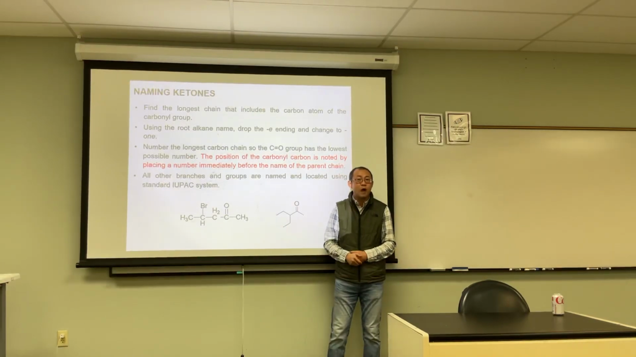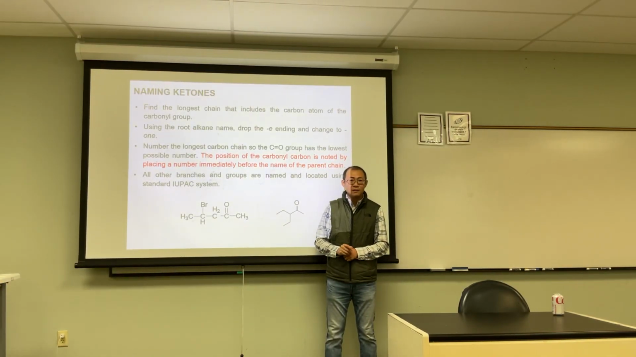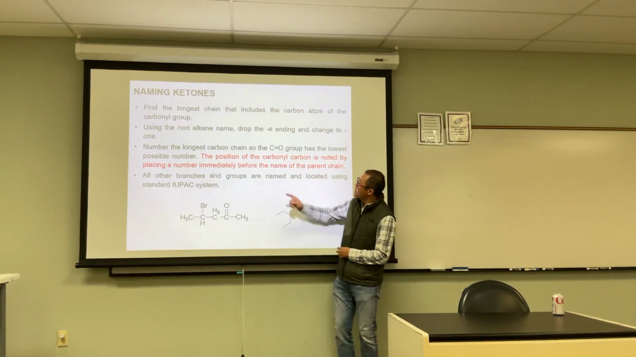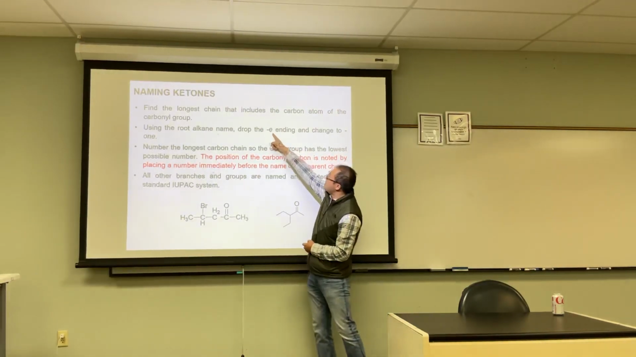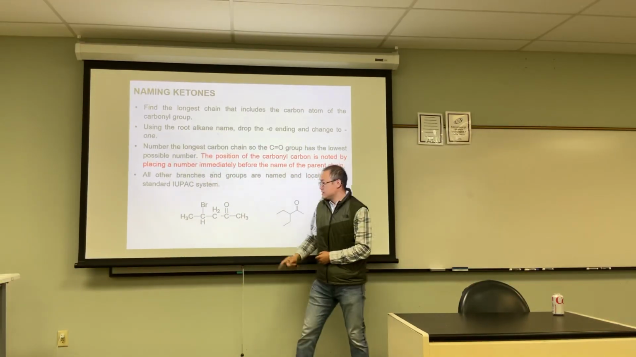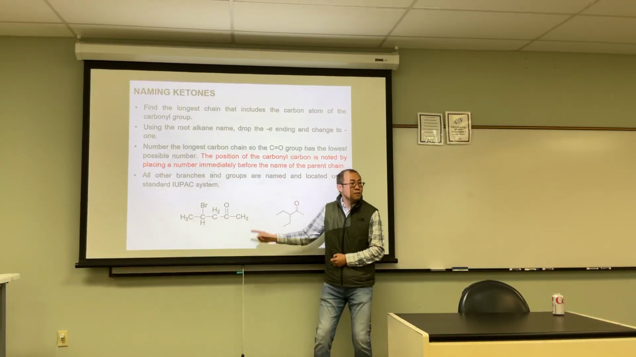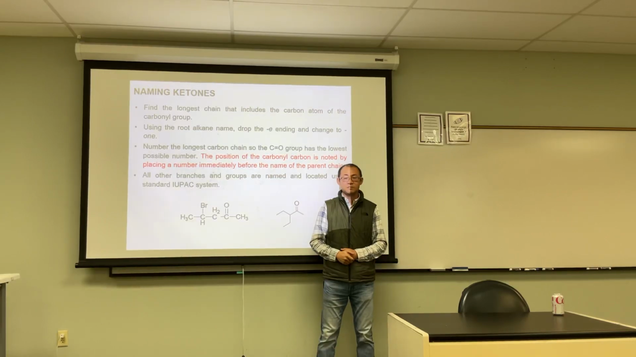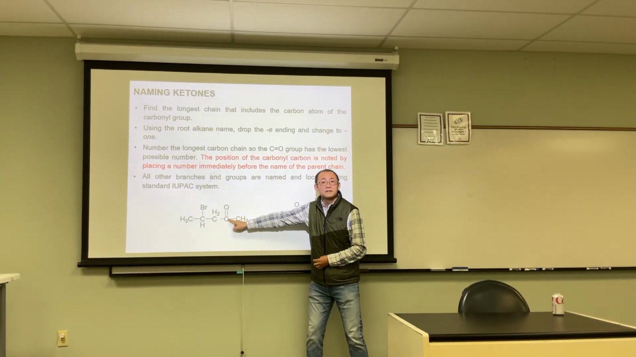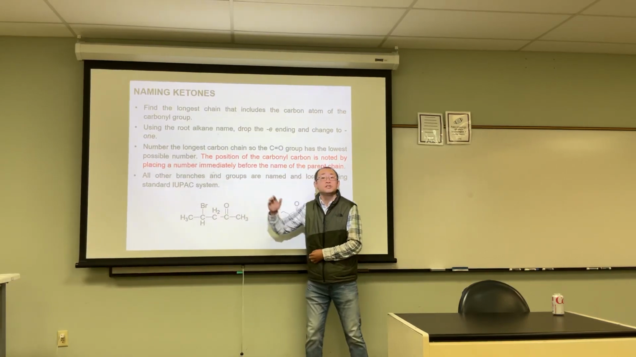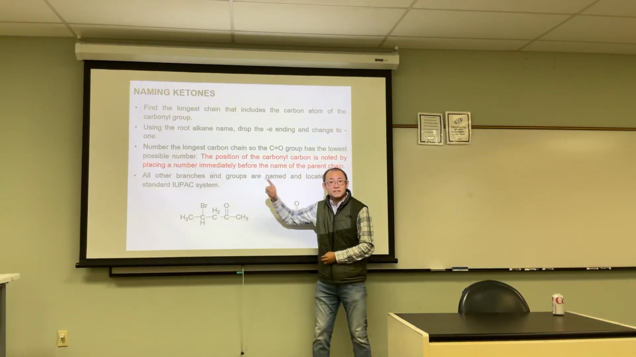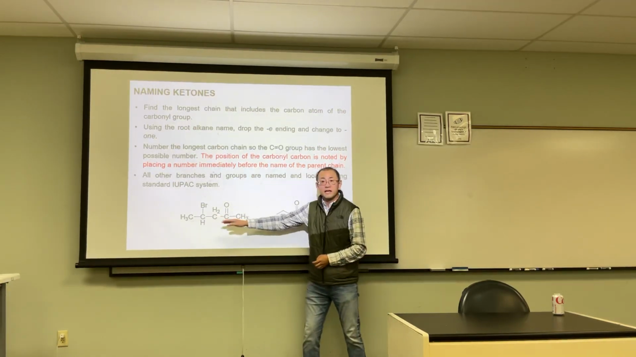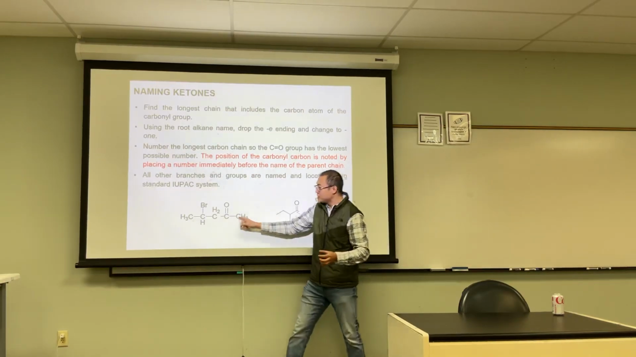For a ketone, I drop the E of pentane and add O-N-E. So pentane becomes pentanone. And where is this carbon again? 2. So the name of this chain is 2-pentanone. That 2 tells people where this carbon is. After you put 2-pentanone, these carbons are done.